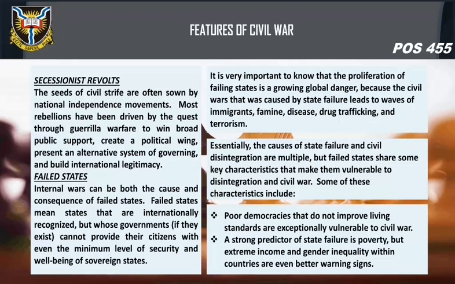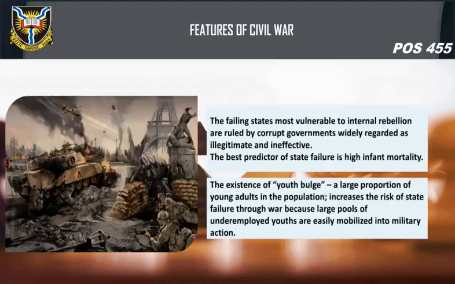Some of these characteristics include poor democracies that do not improve living standards are exceptionally vulnerable to civil war. A strong predictor of state failure is poverty, but extreme income and gender inequality within countries are even better warning signs. The failing states most vulnerable to internal rebellion are ruled by corrupt governments widely regarded as illegitimate and ineffective. The best predictor of state failure is high infant mortality.